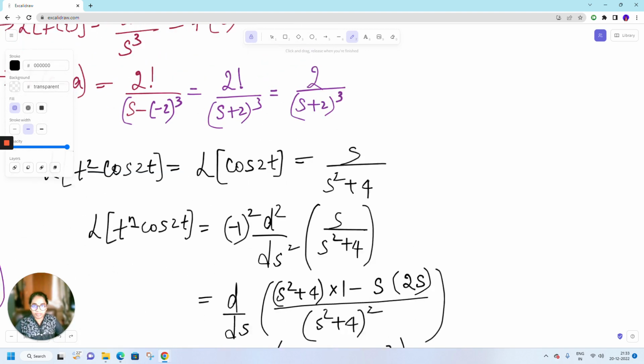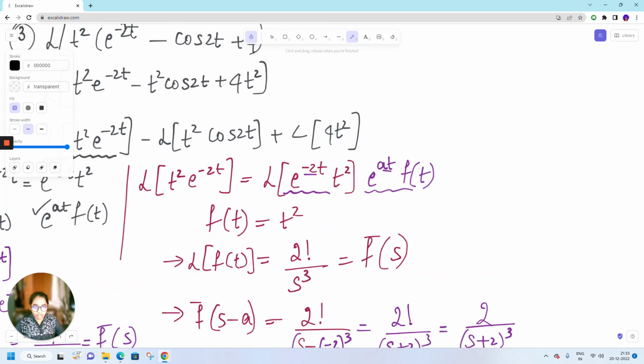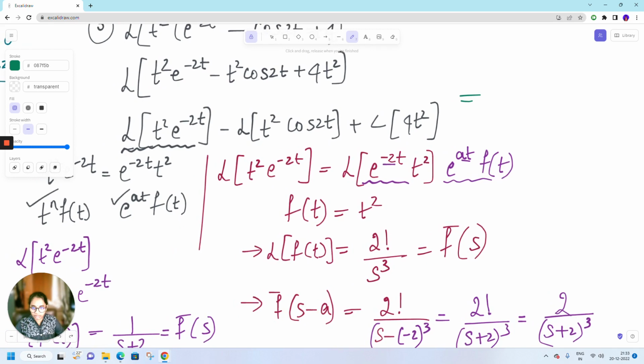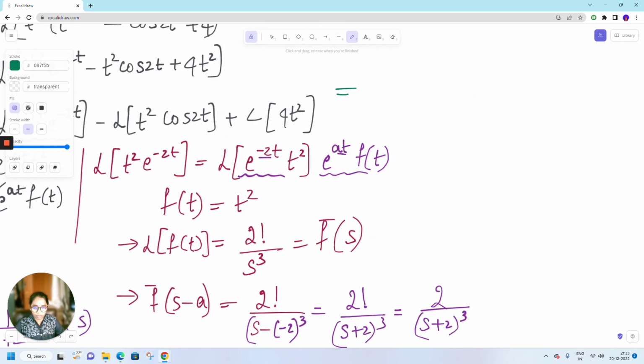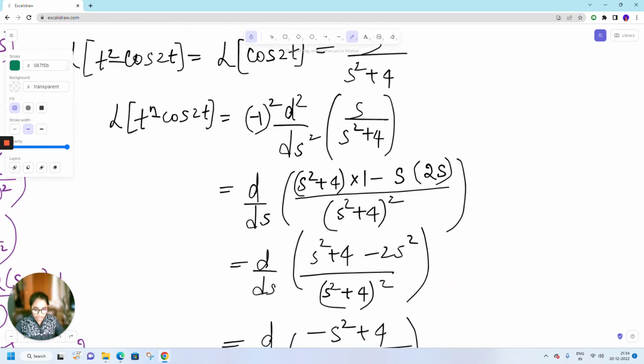What is the third term? The third term is find the Laplace of 4t square, right? So let me write down the answer directly. That would be the Laplace of t square e power minus 2t. What we found was 2 factorial, that is 2 divided by s plus 2 the whole cube, minus, what was Laplace of t square divided by cos 2t?